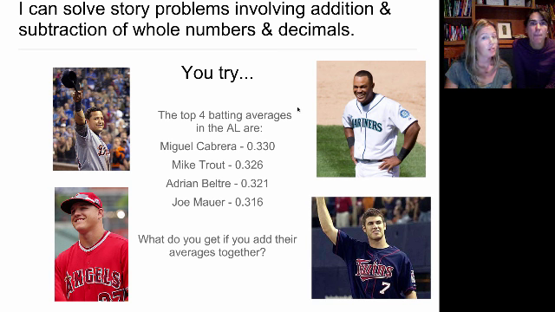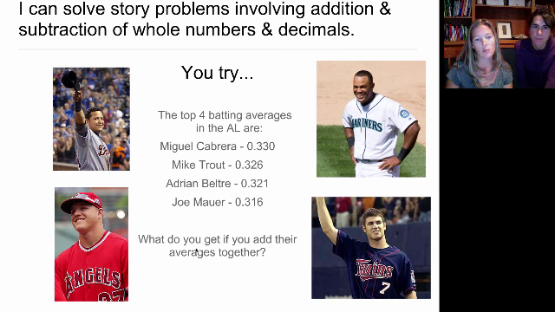So right now we're going to talk about baseball. So we have the top 4 batting averages in the American League, and I apologize if I mispronounce these, I will do my best. Miguel Cabrera has 330,000. They probably say it differently in baseball speak, but we're going to talk decimal speak, so bear with us. Mike Trout has 326,000. Adrian Beltre, 321,000, and Joe Mauer, 316,000.